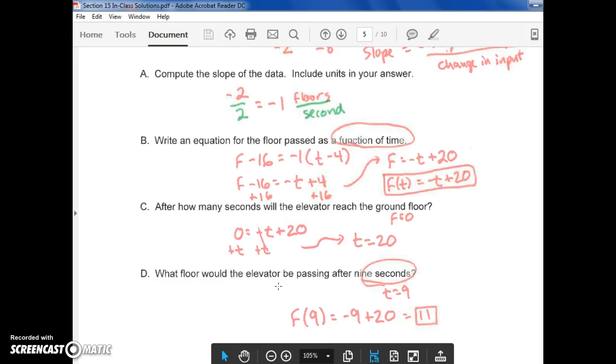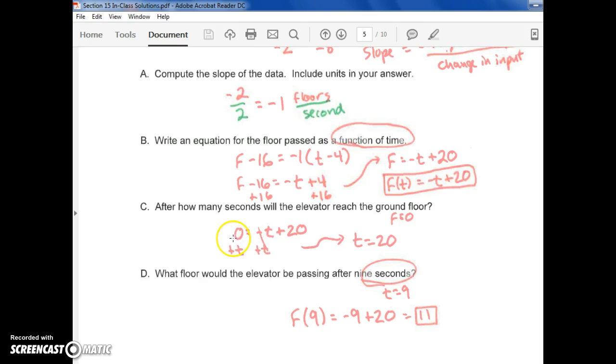On part C, it says, after how many seconds will the elevator reach the ground floor? And for our purposes, we're going to call the ground floor 0. So that's f. F is 0. So I set 0 equal to -t plus 20.